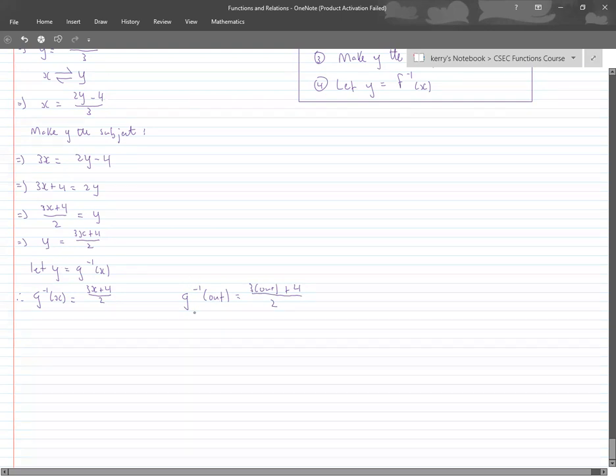So g inverse is the input. So the input is equal to 3 times the output plus 4, over 2. That's what this means. So once you see this inverse symbol, the x stands for the output, and the whole result is going to be the input. So I can leave that up there for you, so you can see what it really means.